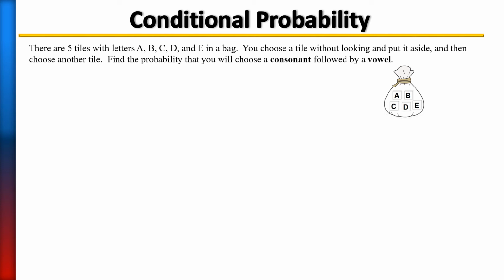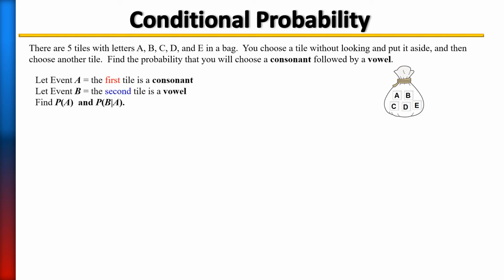So recall, consonants are anything that are not your vowels. Your vowels are A, E, I, O, U, and sometimes Y, and your consonants are everything other than that. Okay? So event A is going to be the first tile, selecting a consonant. Event B is going to be selecting a vowel.